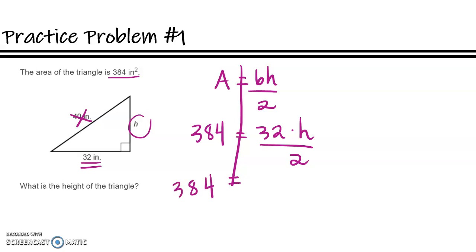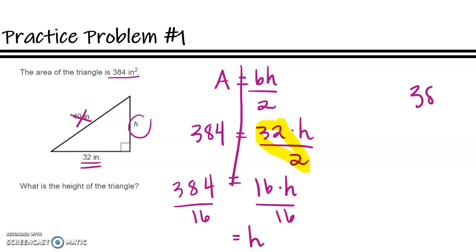So I could go ahead and do 32 divided by 2. That's going to give me 16. And now I'm trying to figure out 16 times what would give me 384. So I'm going to solve using my related equation of division. And that is going to give me my height. So I'm going to come over here and I'm going to divide 384 by 16.